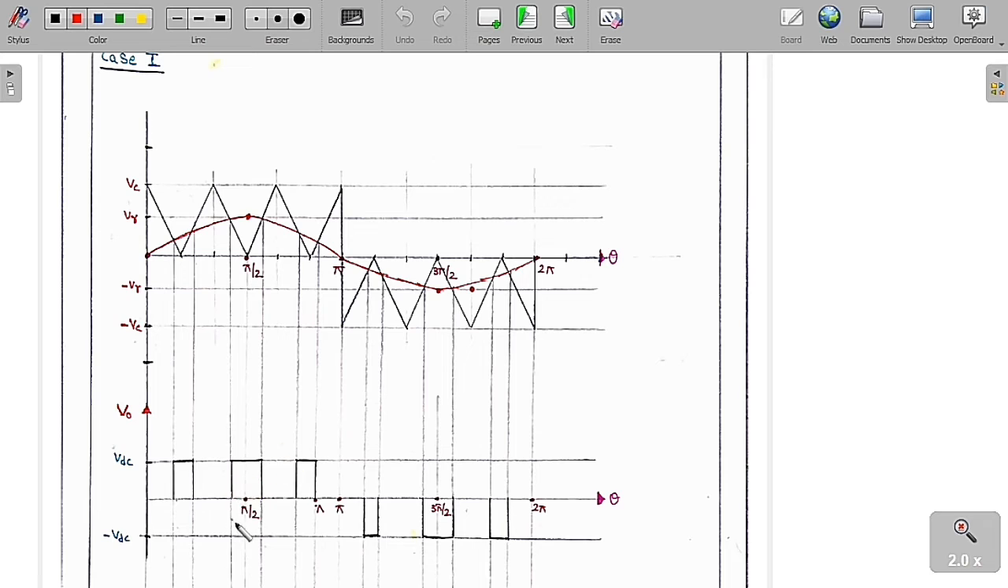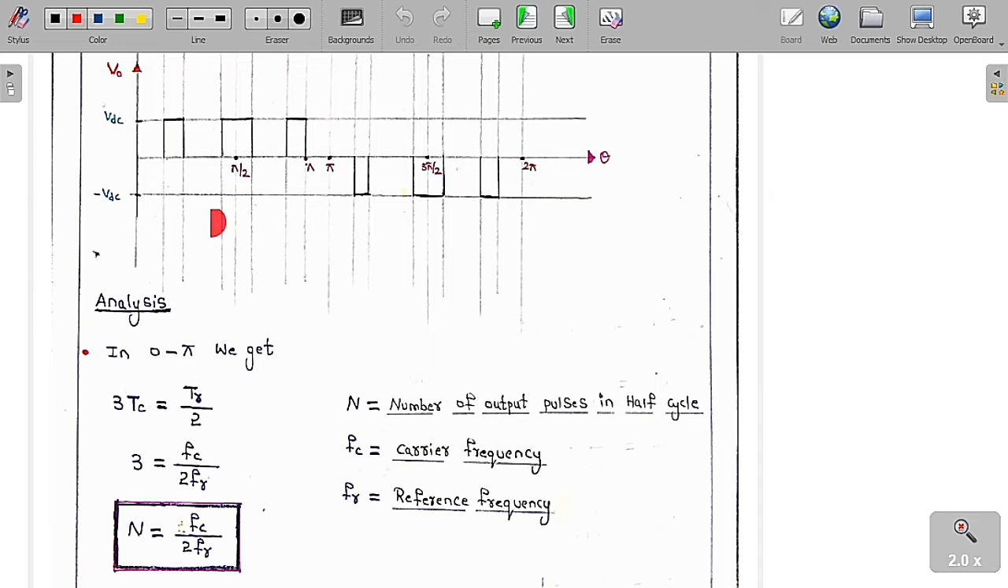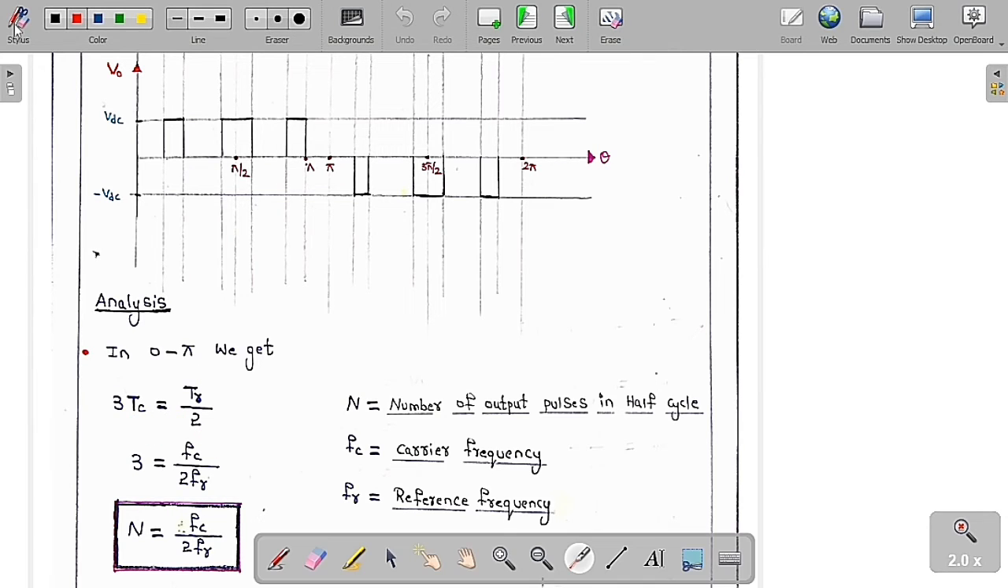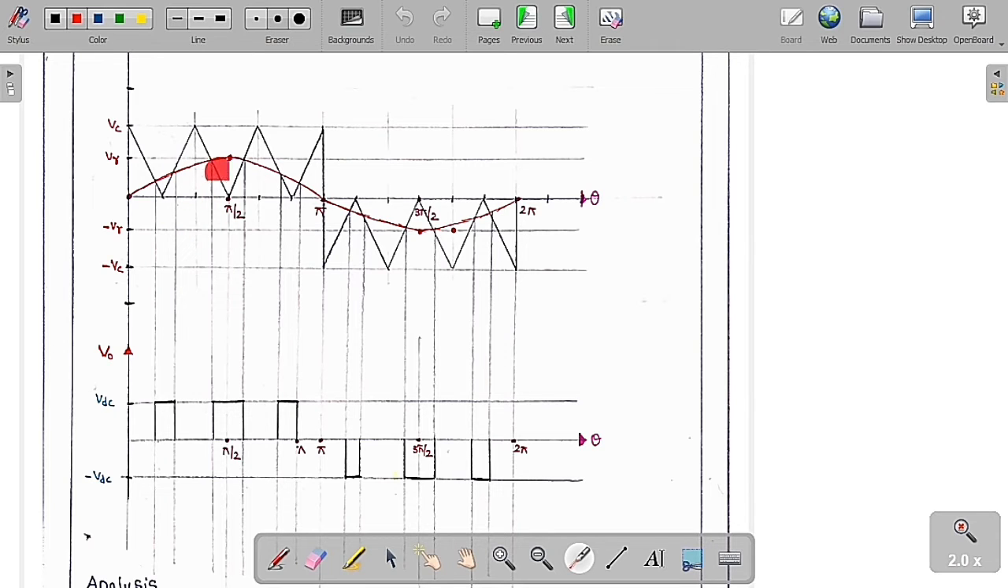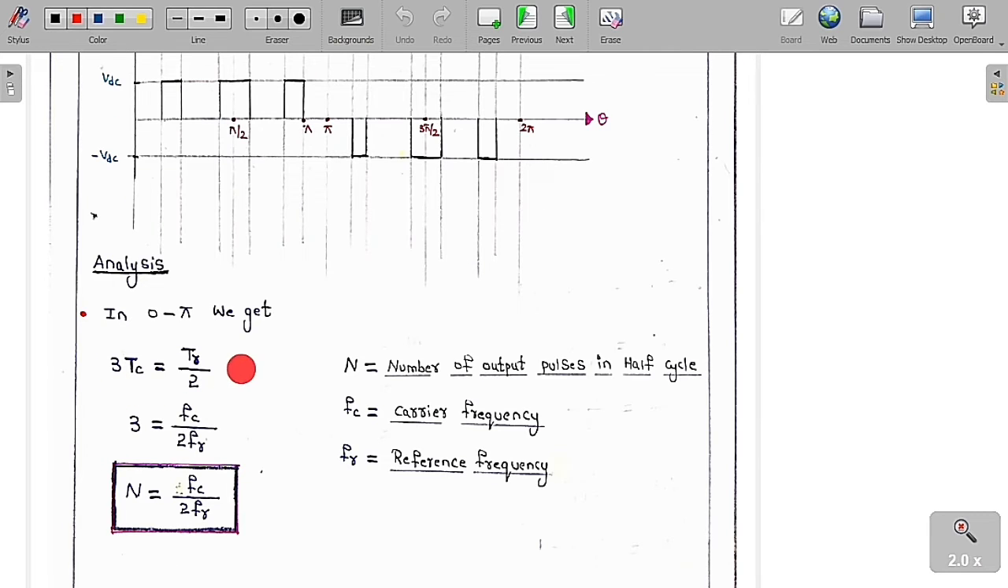You can see clearly this is the nature of the output we are going to get. It is unipolar because in 0 to pi only one type of pulse is present. Now I am going to do the analysis of this. In 0 to pi we can see that 3 into Tc is equal to Tr by 2, because each carrier signal time period is Tc and there are 3 pulses, 1, 2 and 3. So 3 into Tc is equal to half of the reference signal period, Tr by 2.